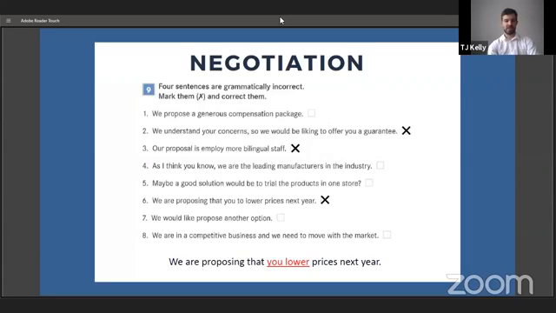The seventh sentence reads, we would like to propose another option. We've missed out a to there, I think. We would like to propose another option would be the correct way of saying that. And the last sentence reads, we are in a competitive business and we need to move with the market. So that sounds fine.